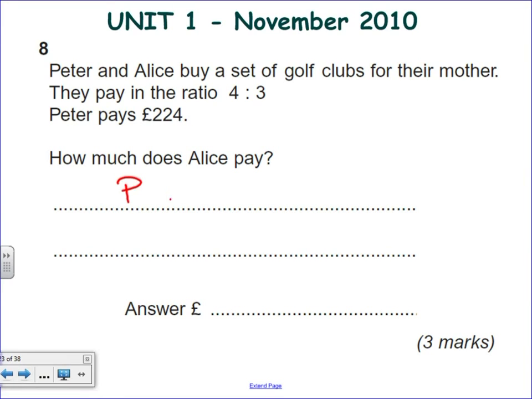They've got Peter and Alice in the ratio 4 to 3. Good. Right, 224 applies to Peter's share. So all I need to know is, what have I done? 56.